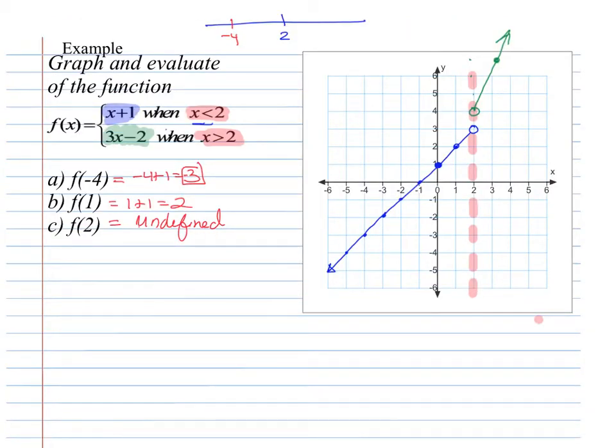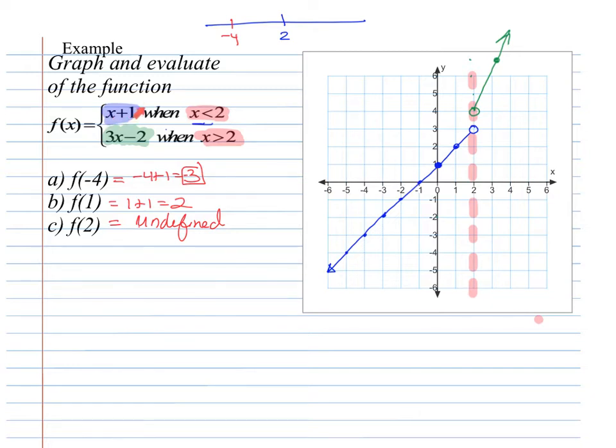We did this example in class. I'm just going to go over it one more time. So we have to graph our piecewise function and then evaluate the function. When we evaluate, you could evaluate straight into your equations, making sure that you know where this number lies in the restriction, or you could actually do it from the graph.